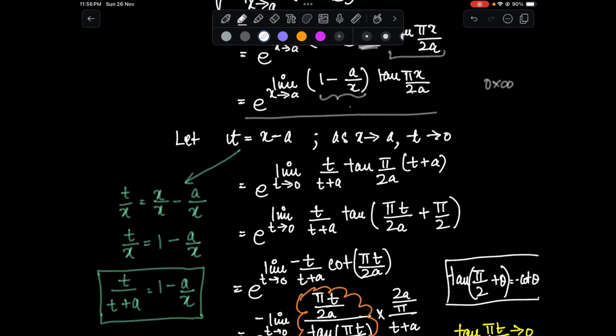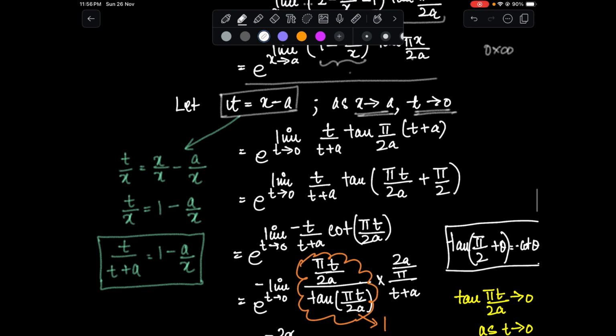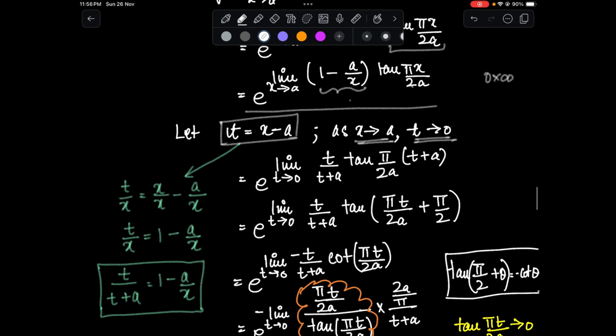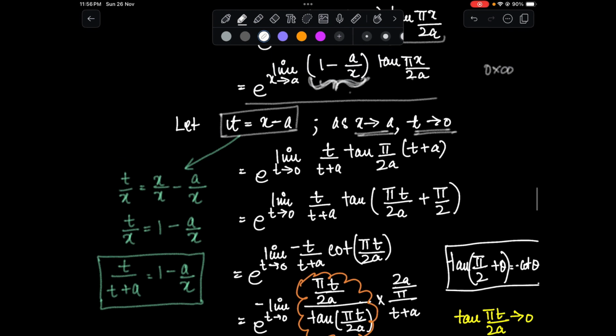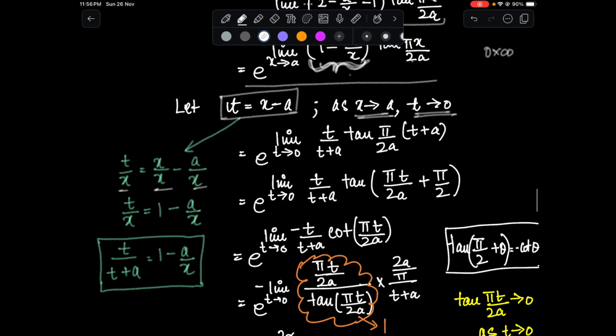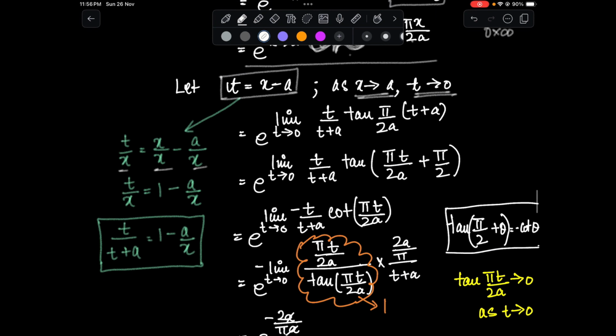So here I will take t as x minus a. Either you can take a minus x or x minus a, both will work. So now when x tends to a, you can see t tends to 0. So change everything over here. Now I have to replace this value. For replacing this value, I am dividing this by x throughout, and also x is going to a here, so I can divide it.